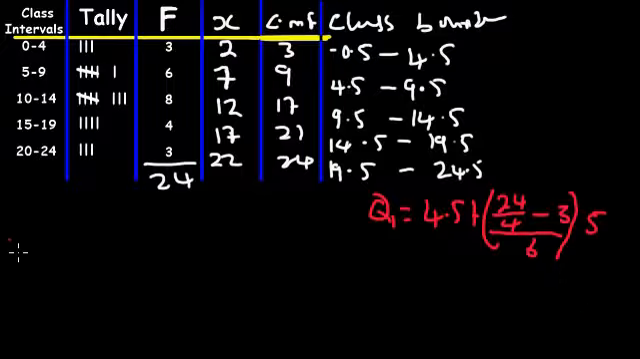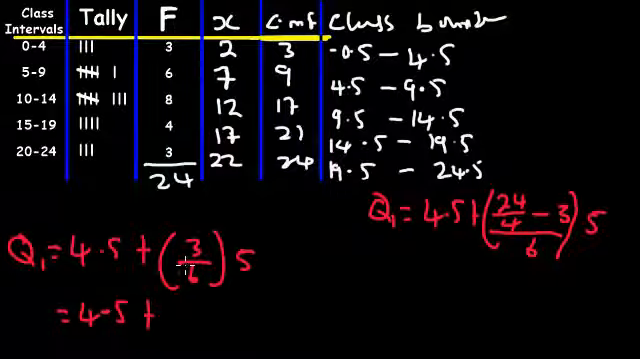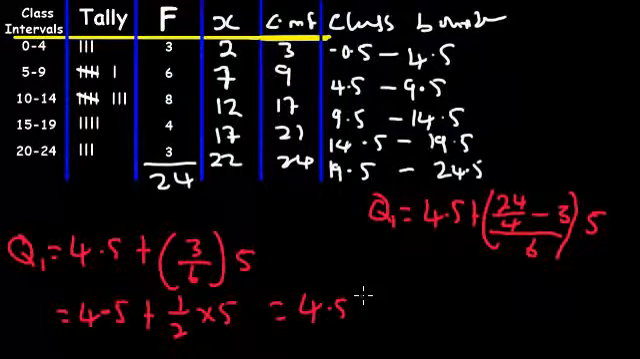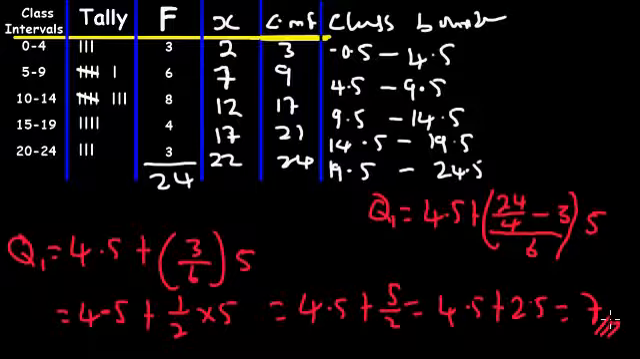So therefore, Q1 will be equal to 4.5 plus 24 divided by 4, which is 6. 6 minus 3 is 3. So we have 3 over 6 multiplied by 5. That's 4.5 plus 1 over 2 times 5. So that gives us 4.5 plus 5 over 2, which is 2.5. When we add this up, we have 7. So this is our Q1. And that's how to easily find the first quartile of grouped data. I hope you find this understandable.